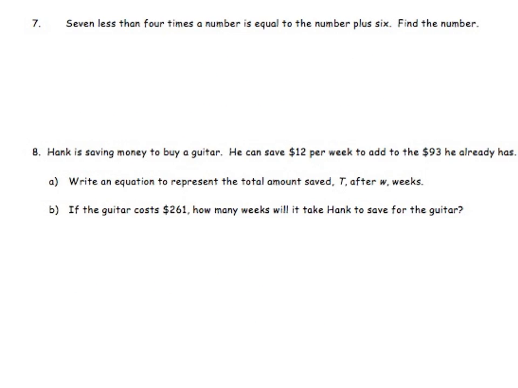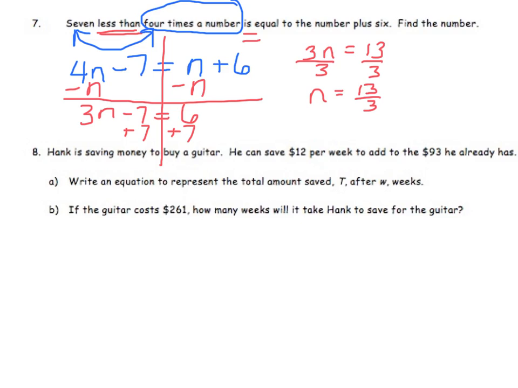Okay, on number 7, biggest trick on number 7 is to remember, what do you do when you see the word less than? So go ahead and put this into an equation. Make sure you've taken care of that less than, and then solve to find the number. Check back and make sure you've done it correctly. Now I know what you're thinking when you get this answer. N equals 13 over 3. That can't be right, but it is.